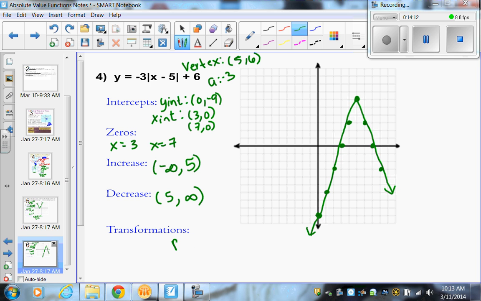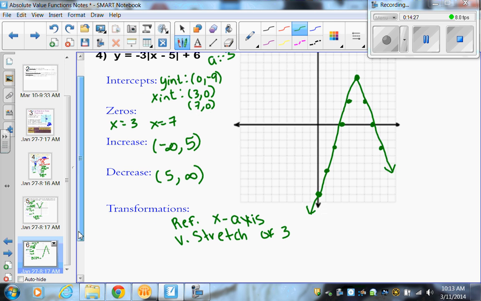Transformations, you have the negative, so that's going to be a reflection across the x-axis. The 3 would be a vertical stretch. The -5 moves it to the right 5. And the +6 moves it up 6. And you are finished.